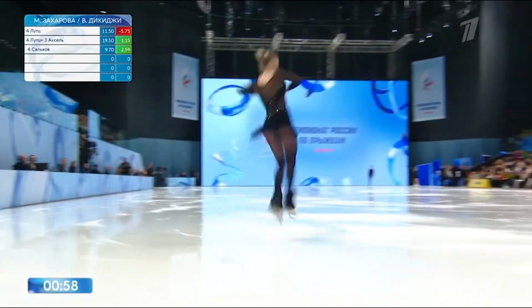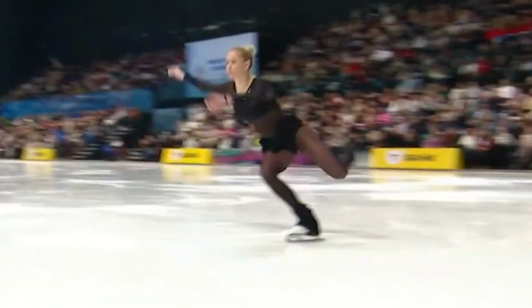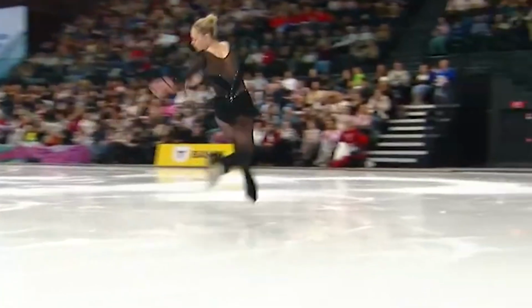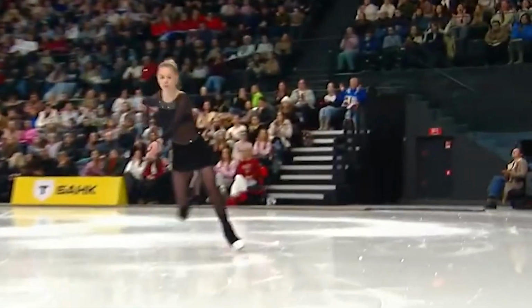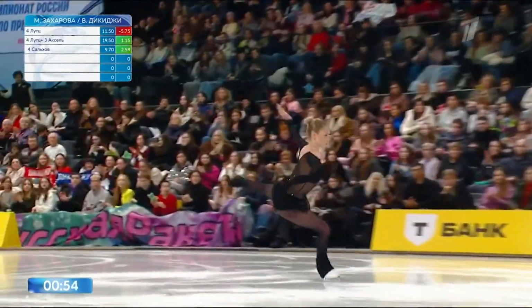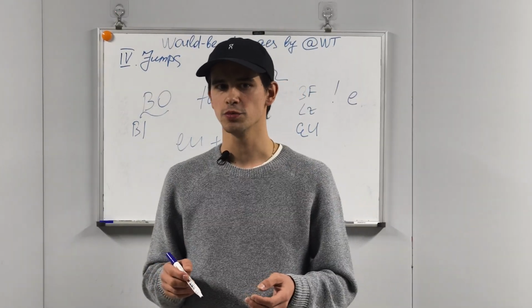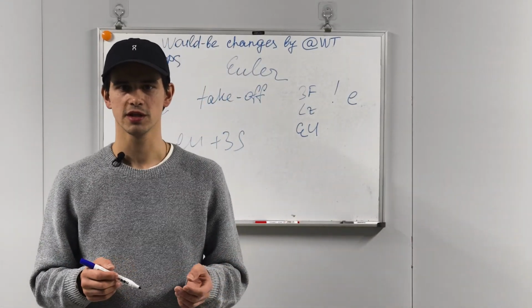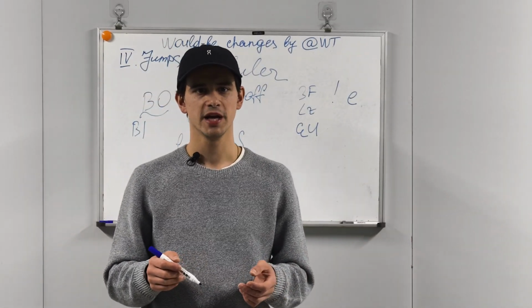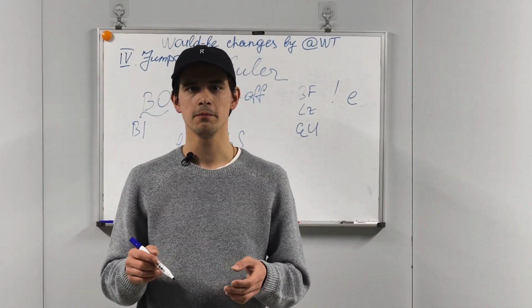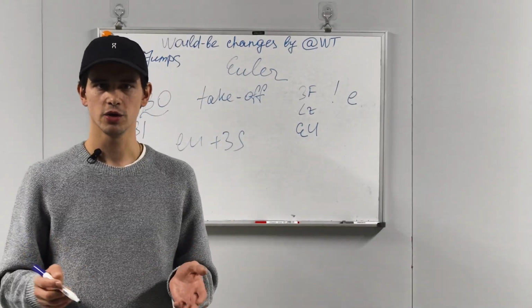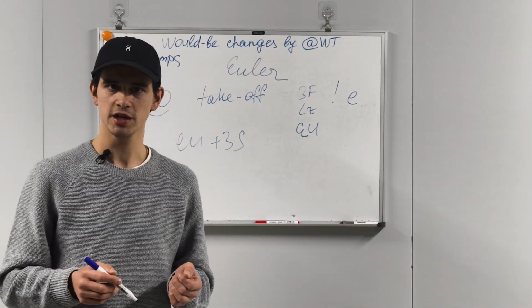If it's done from the back inside edge, technically it's not Euler anymore, it's a volley jump. So they would reduce the GOE for the entire jump combination or sequence. Finally, the skaters would pay more attention to the execution of Euler, and the coaches would finally make everyone do the Euler in the correct way.